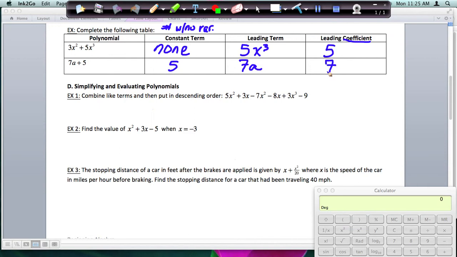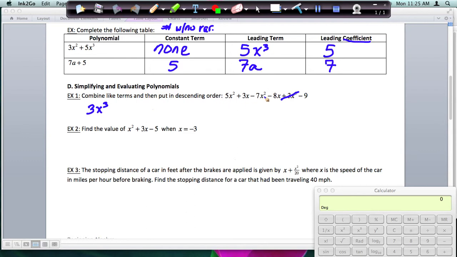So simplifying, it says combine like terms and put in descending order. So first I always look to see if I have any like terms. And I'm starting it in descending order. I look through, and the highest exponent I see is this 3x cubed. And you take the sign in front of it, it's positive. So I'm going to write this positive 3x cubed first to write it in descending order.